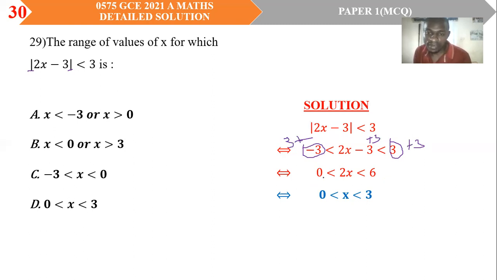Now, remember again, this 2 is a positive quantity. To remove a positive quantity as a coefficient, we divide both sides and the inequality sign remains unchanged.